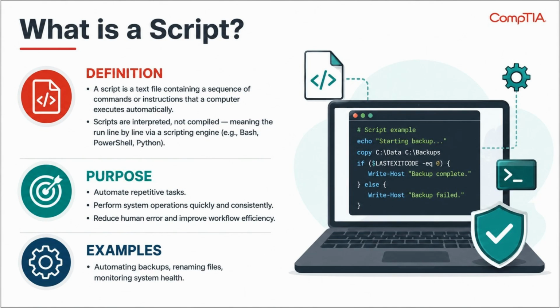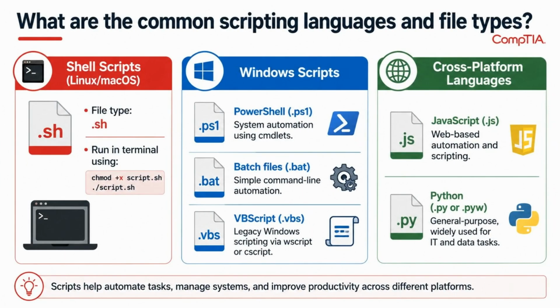Their purpose: automate repetitive tasks, perform system operations quickly and consistently, and reduce human error while improving workflow efficiency. Examples: automating backups, renaming files, or monitoring system health. Shell scripts, used on Linux and Mac OS, use the .sh file type, made executable with chmod +x script.sh, and run with ./script.sh. On Windows, PowerShell uses .ps1 files with cmdlets for system automation.